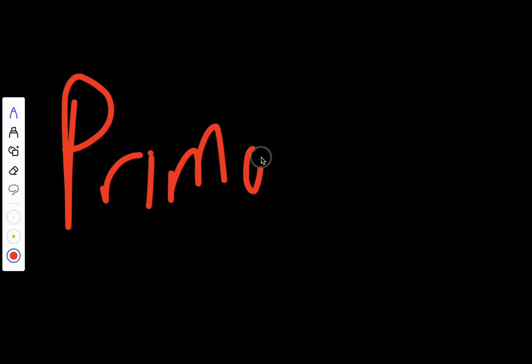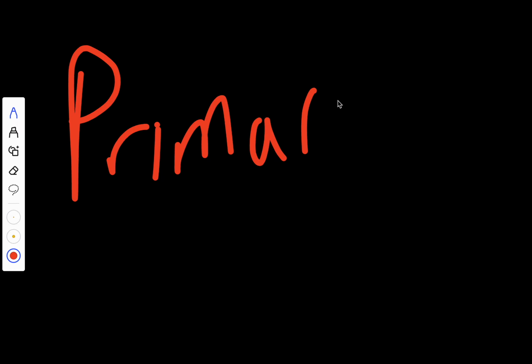Next, we have what we call a primary key. The primary key is a unique identifier for each row in a table. For instance, user ID ensures each user is uniquely identifiable. It's like each user has their own ID.